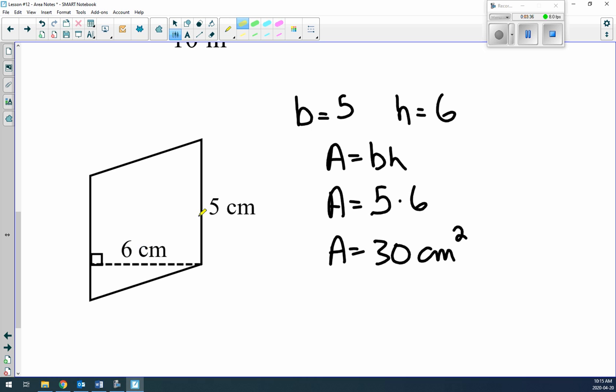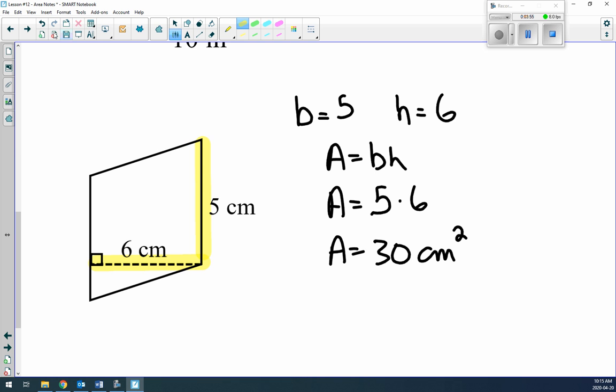Well, big deal. We still talk about the height being 6 in this case, and the base being 5. You could do it backwards if you want to. You could flip those around, and it will still work. So base times height, 5 times 6, or 30 centimeters squared. So the area of that, don't forget, is squared.